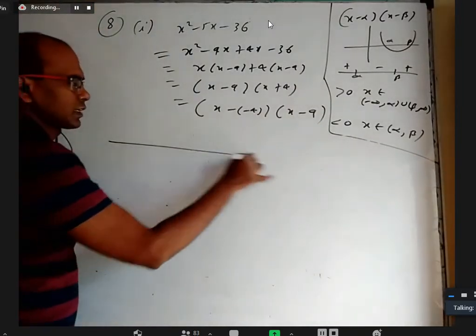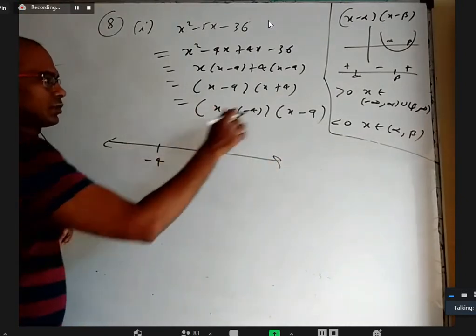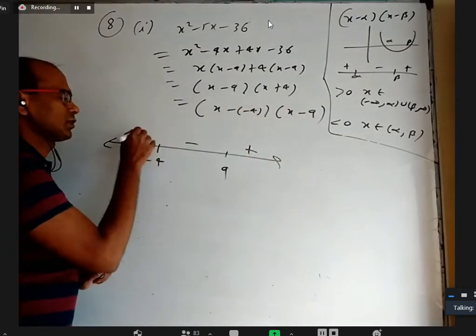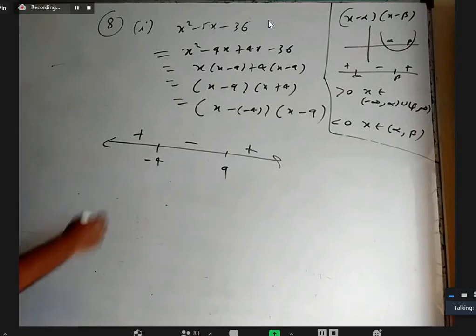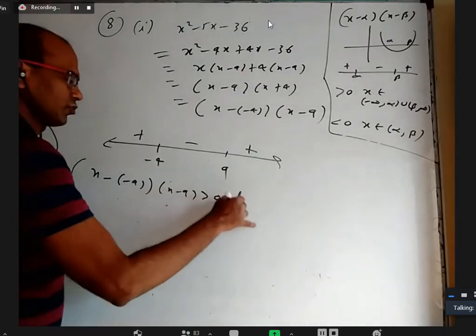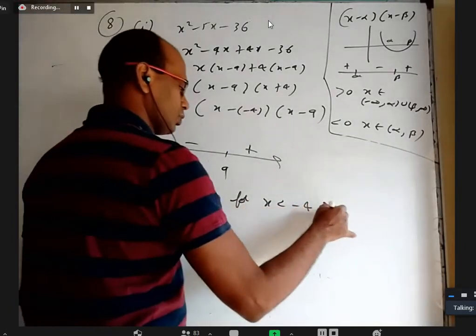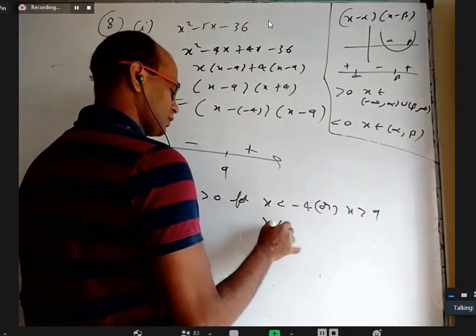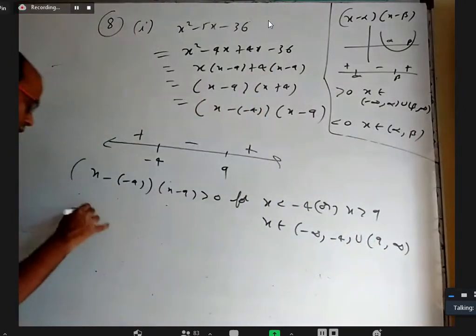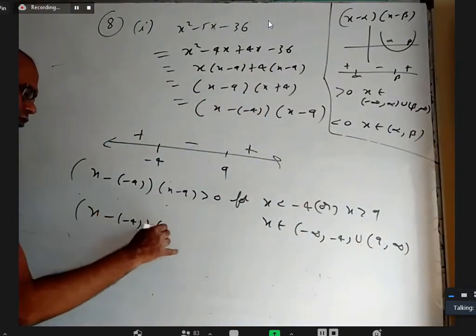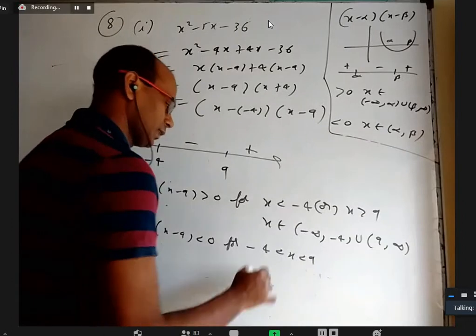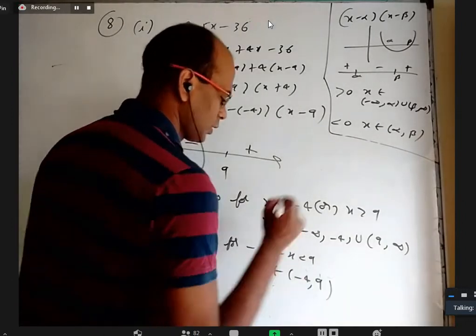Coming to this, on the number line, the expression is 0 at minus 4 and at 9. If you take anything more than 9, the product is positive here, negative here, positive here. Now, (x plus 4) into (x minus 9) is greater than 0 for x less than minus 4 or x greater than 9. That is, x belongs to minus infinity to minus 4 union 9 to infinity. It is less than 0 for minus 4 less than x less than 9. That is, x belongs to the open interval minus 4 to 9.